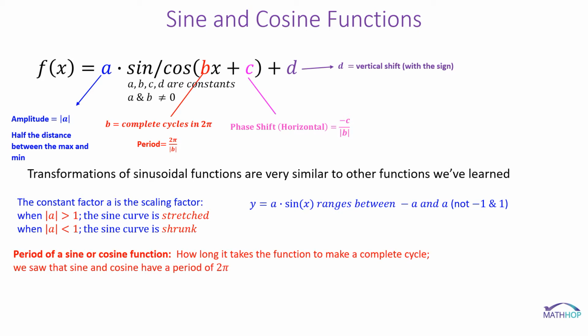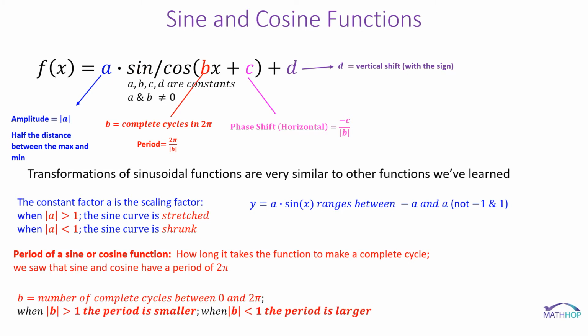Now, talking about the period of a sine or cosine function, we already saw that one complete cycle for the parent function took 2 pi radians. Sine and cosine have a normal period of 2 pi. But B is going to change that. If B is 2, you see 2 complete cycles where you used to see 1. If it's 1/2, you will see only half a cycle where you used to see 1. If you have some coefficient on x or on theta that isn't 1, your period's not going to be 2 pi. B says how many cycles you see between 0 and 2 pi.